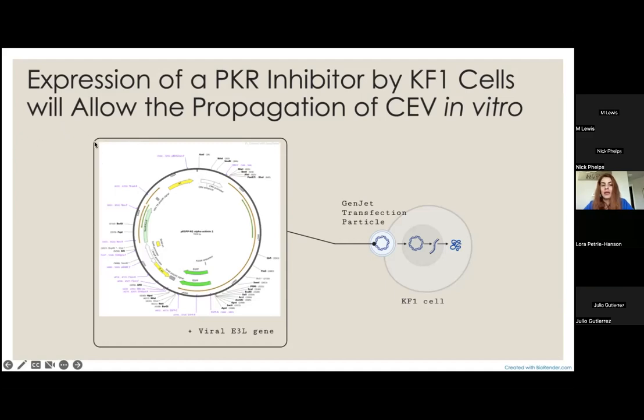vector that you can find in any local store. And this fusion protein will be under the control of the cytomegalovirus promoter. And I hope you can see my cursor, but it's right here, that promoter.